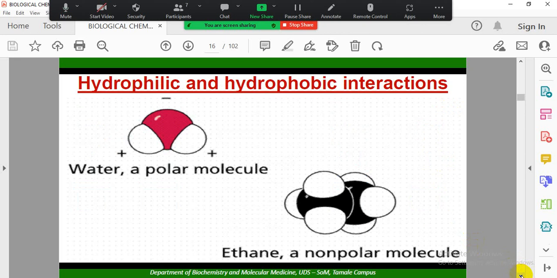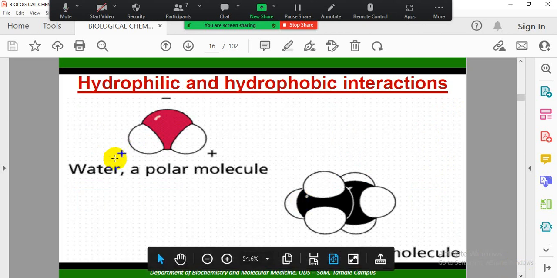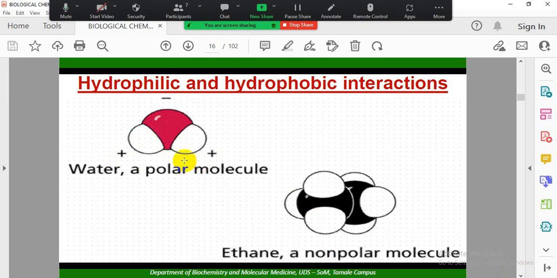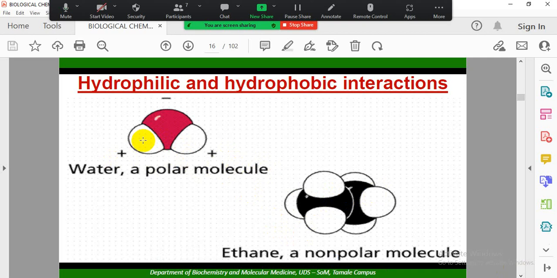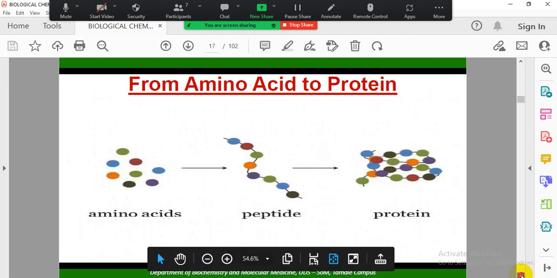Okay. So, hydrophilic and hydrophobic interactions. Water is hydrophilic. It is a polar substance. And ethane is hydrophobic. Water is polar, ethane is non-polar, that's all.